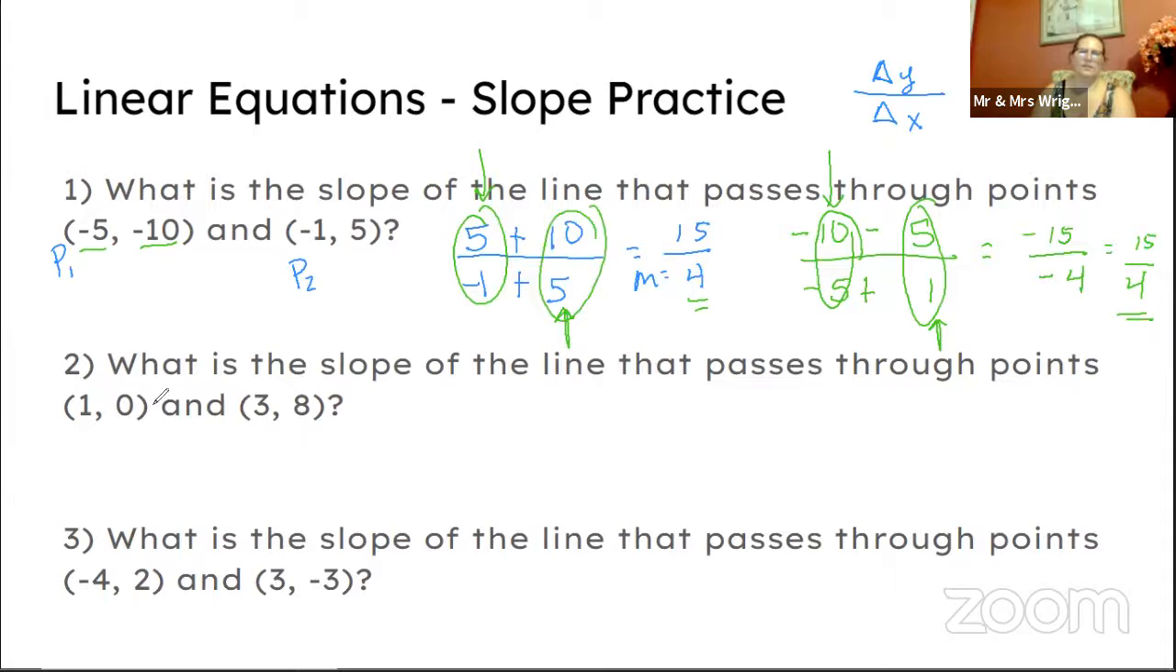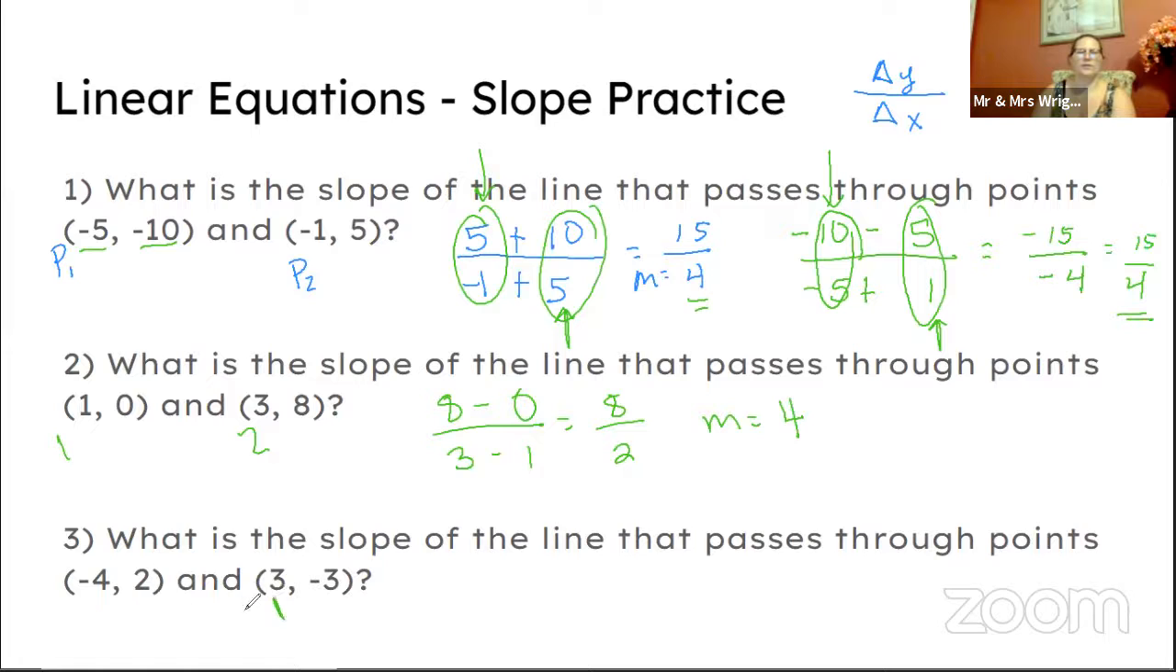Okay. So what is the slope of the line that passes through points (1, 0) and (3, 8)? I'm going to go point 1, point 2 again. All right, so point 2, I've got 8 as the y, 3 as the x, put a minus sign there, 0 as the y, 1 as the x. 8 minus 0 is 8, 3 minus 1 is 2, 8 divided by 2, my slope is m equals 4.